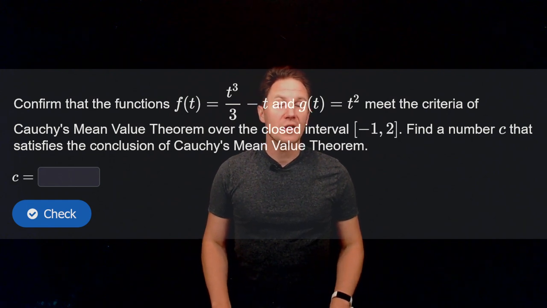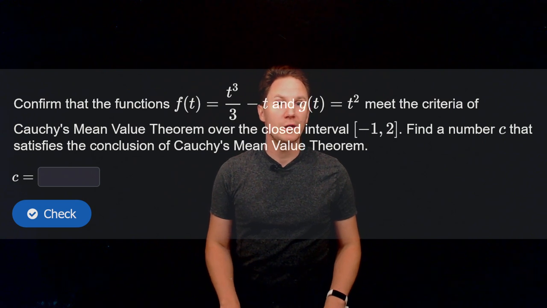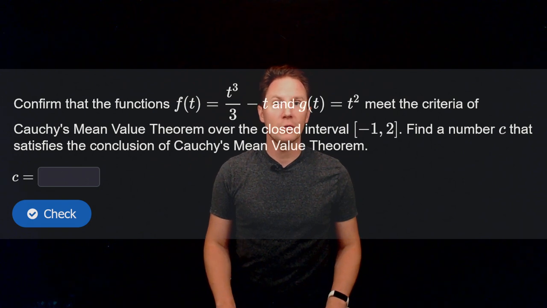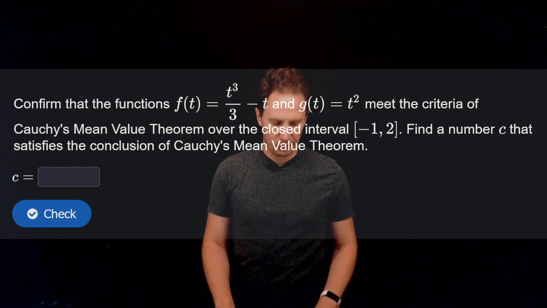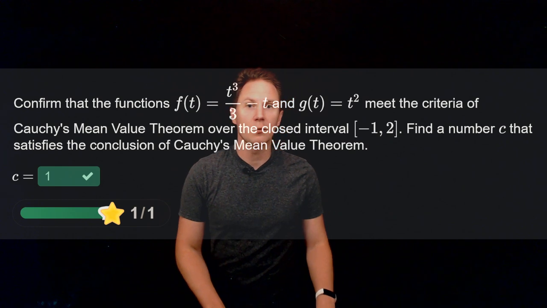Confirm that the functions f of t equals t cubed over 3 minus t and g of t equals t squared meet the criteria of Cauchy's mean value theorem over the closed interval between negative 1 and positive 2, and find a number c that satisfies the conclusion of Cauchy's mean value theorem. So pause the video and input your answer in the box. Hope you paused it and I found this value to be 1, c equals 1.